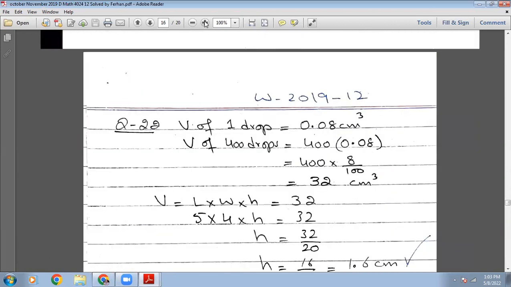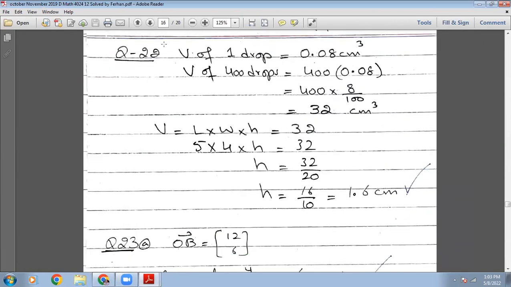So here comes question number 22 showing up on your screen. I hope you can see. Volume of one drop is 0.08 centimeter cube. The volume of 400 drops will be 400 multiplied by 0.08. So 400 multiplied by 8 by 100, so it will be 32 centimeter cube. Because this water will be accumulated in that cuboid, I know the length and the width of that cuboid. I want to know how much will be the height of that water. So it will be length multiply width multiply height, because the volume of the cuboid is length multiply width multiply height equals to 32. And that is 5 multiply 4 multiply height equals 32.